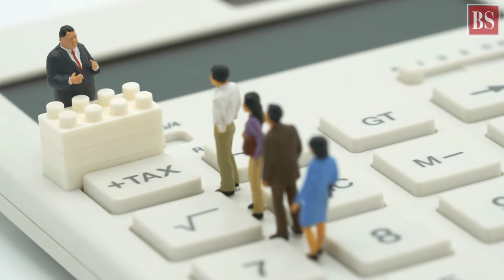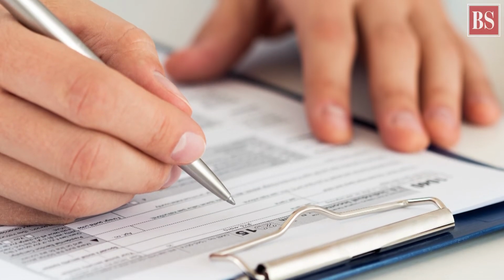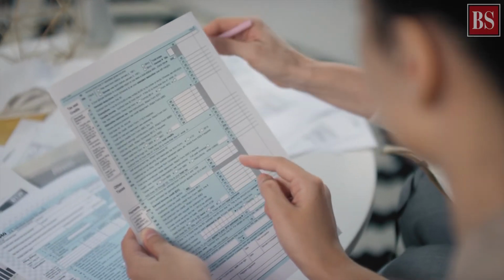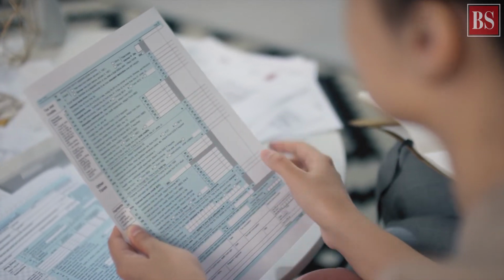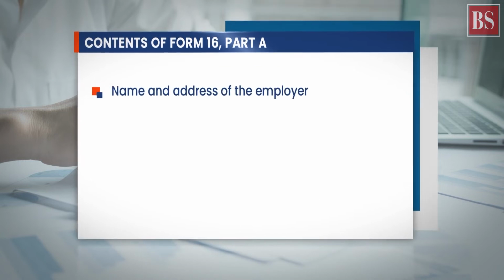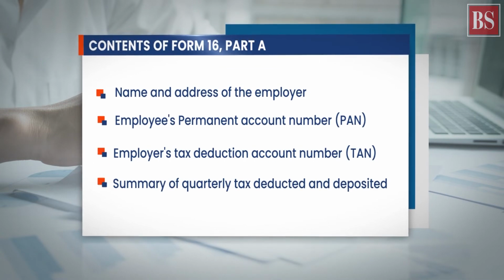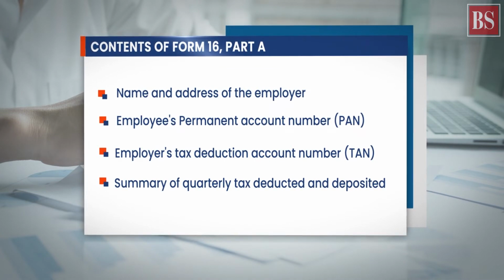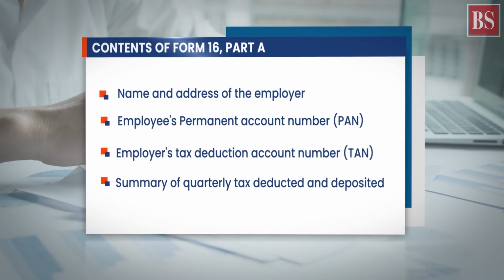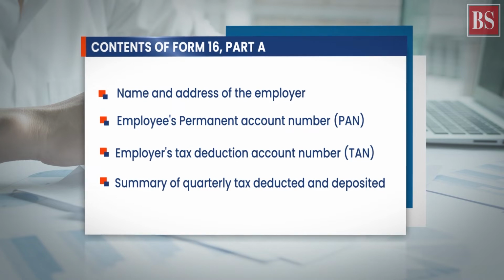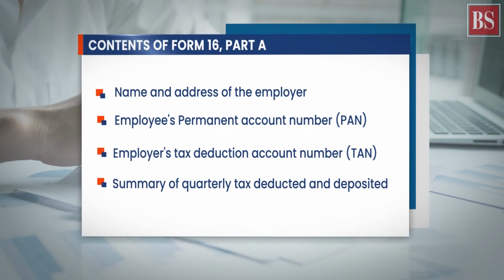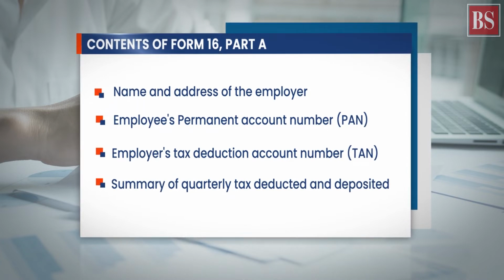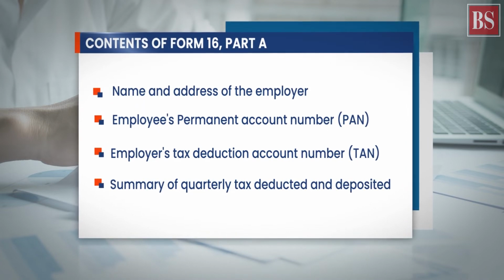Now you must have noticed that every Form-16 has two components, Part A and Part B. What do these parts contain? Part A of Form-16 provides details of the tax deposited in the government's treasury every quarter. It also has details of your permanent account number, your employer's tax deduction account number, and other such information. Your employer can generate and download Part A of Form-16 through the Traces portal.